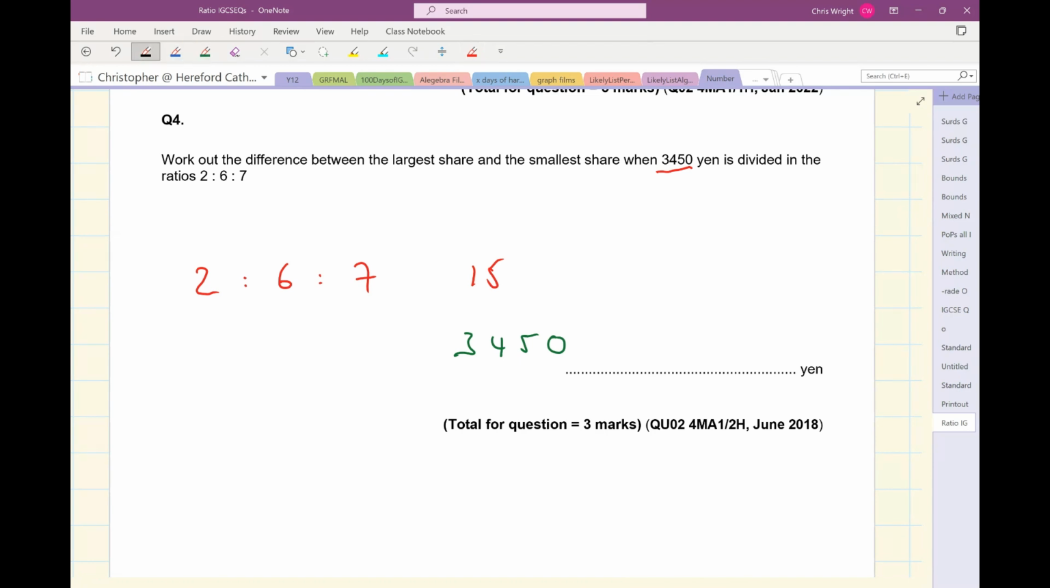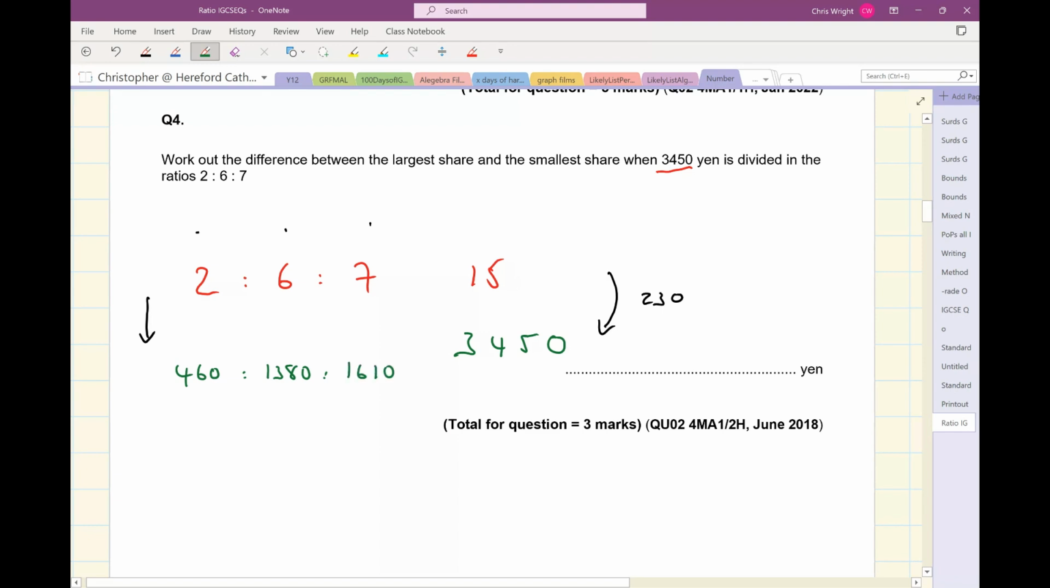So how many times 15 are we sharing? 3450 divided by 15. So we're sharing 230 times as much. So each of these numbers will be multiplied by 230, right? So 2 times 230, 460. 6 times 230, 1380. 7 times 230, 1610. Now what's the question?